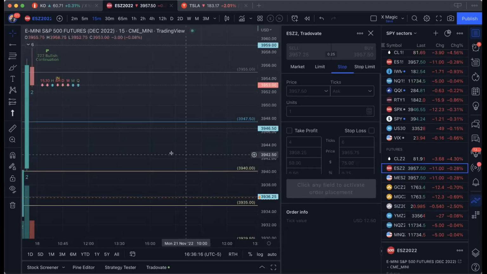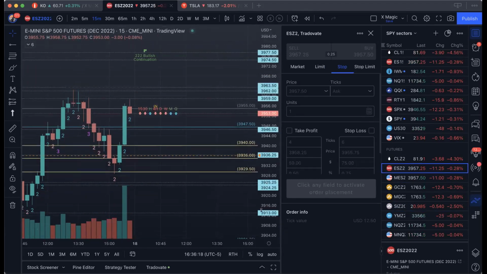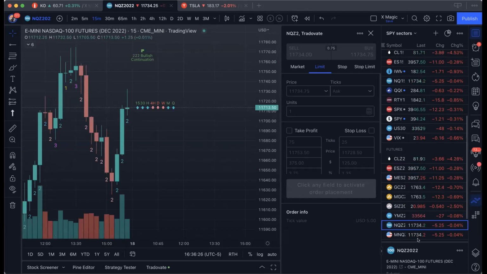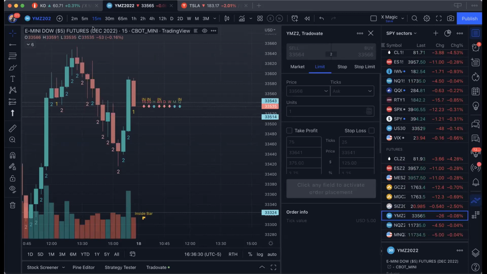But yeah, essentially, depending, you can trade different instruments: S&P 500 futures, NASDAQ futures, which is NQ. For US 30, or for the Dow, you have YM futures.